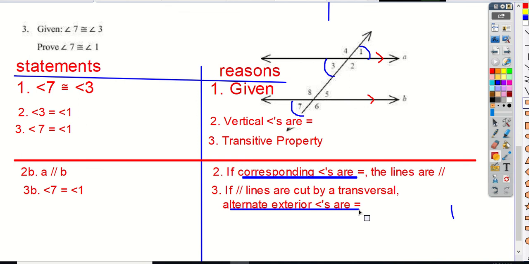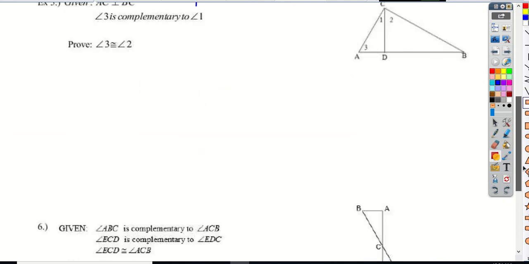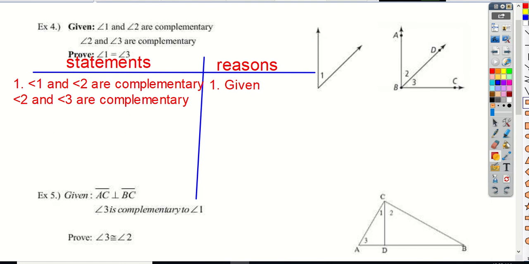Okay. So for homework tonight, I want you guys to go to the next page and try these 3 proofs. You should definitely start with the givens and see if you can get any other new statements. Just try to get some new statements and see if you can get all the way down to the proof statement.